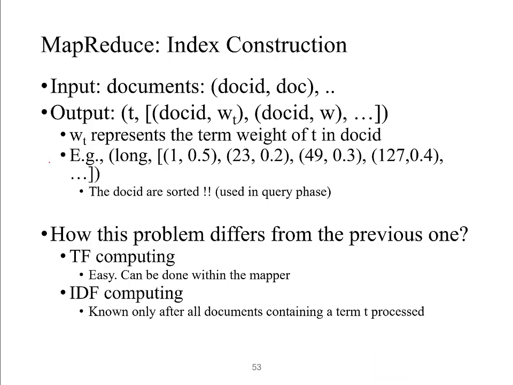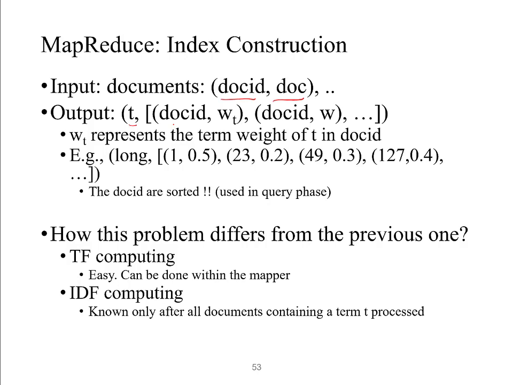Now again, the input and output. The input is documents, so it's document ID and document content, just like before. For the output, before, the output was key-value pairs where the key is the term and the value is a list of documents.